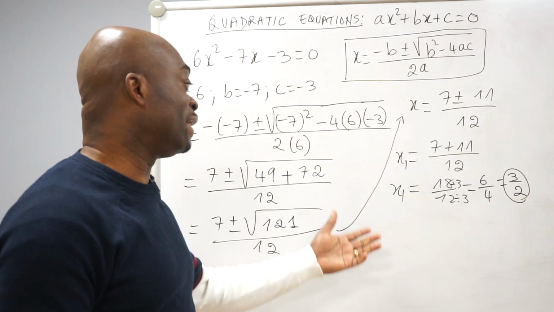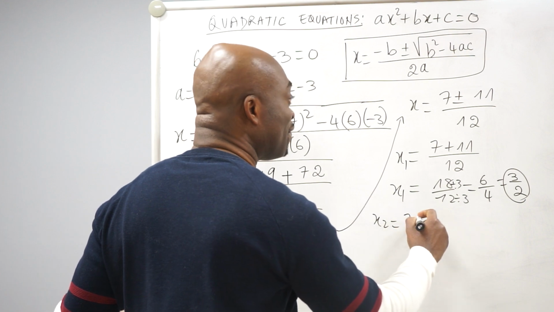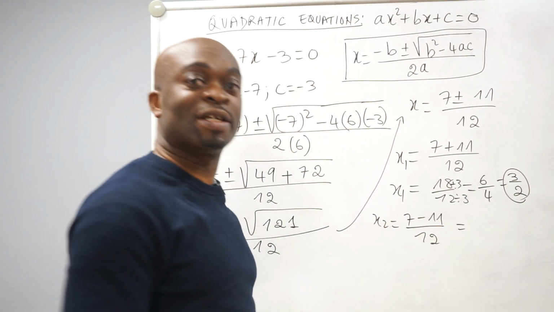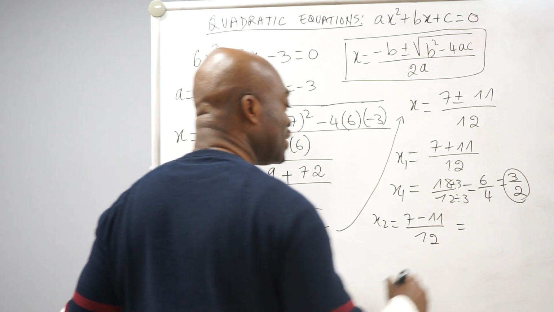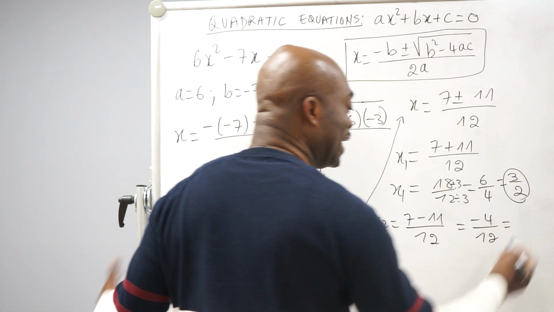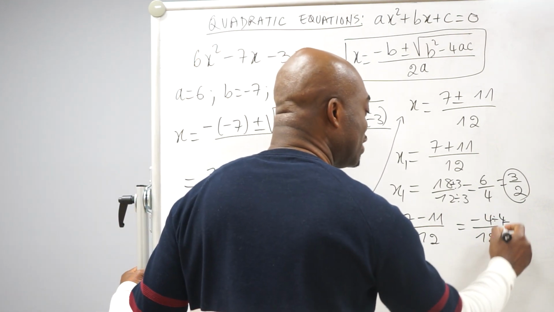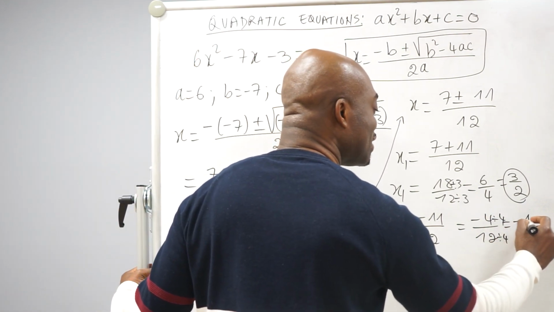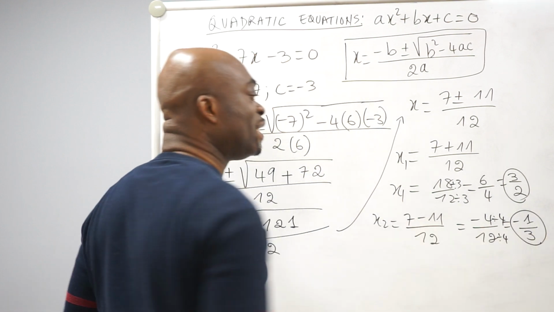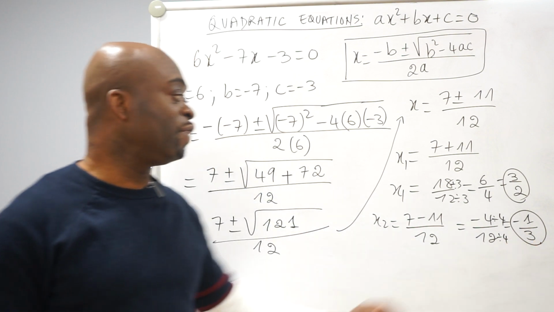And then for the second one, x2 is going to be 7 minus 11 over 12. What is 7 minus 11? That will give us negative 4 over 12. What's the number that can divide those two evenly? That will be 4. So this is negative 1 over 3. So x1 is equal to 3 over 2, and x2 equals negative 1 over 3.